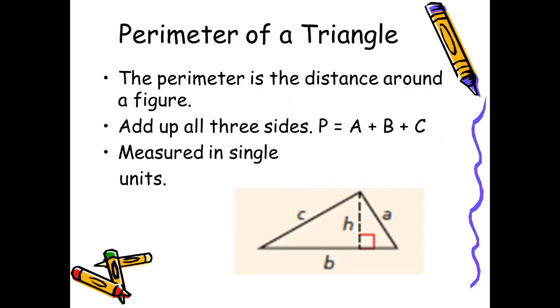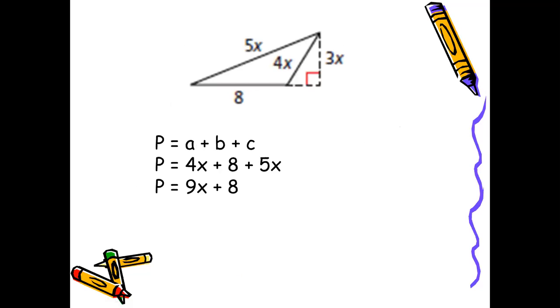Now what is A? A is one of the sides. B is usually the base. Base means the down part. And then C is the opposite side. Okay, so A plus B plus C is always used to find the perimeter of a triangle. Now, how do you find the perimeter?